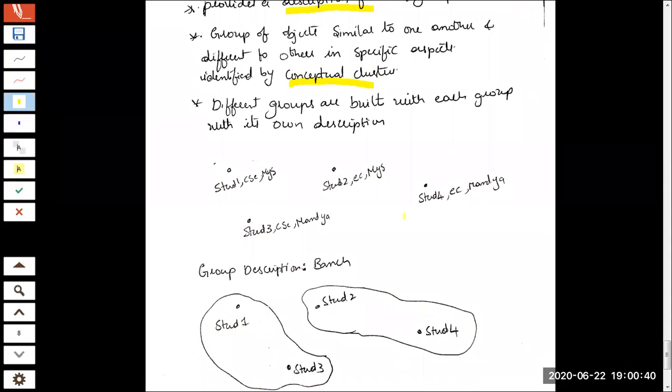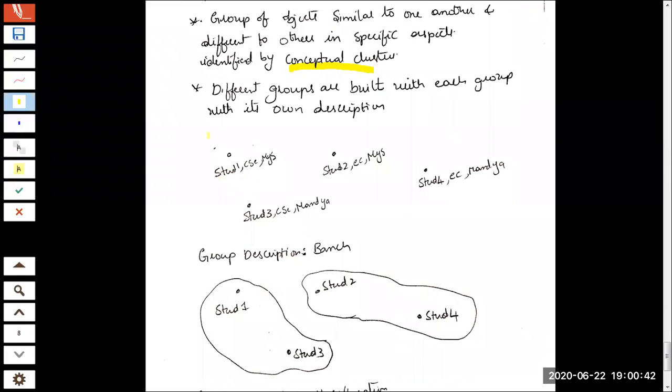So I'll go to an example. For example, consider the four data points that are here. This is the first data point. What do you see with this data point? We see the first data point is student 1 of CSE branch. He is coming from Mysore.